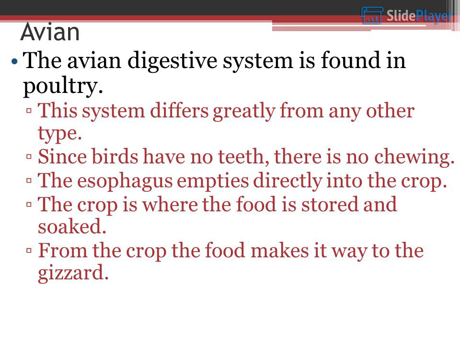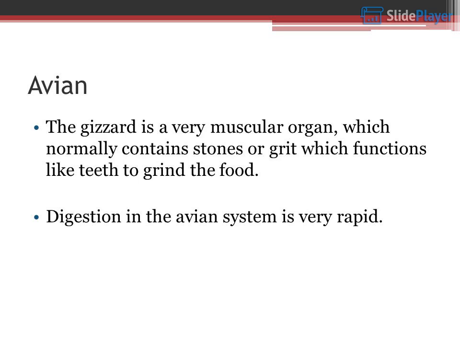Avian. The avian digestive system is found in poultry. This system differs greatly from any other type. Since birds have no teeth, there is no chewing. The esophagus empties directly into the crop. The crop is where the food is stored and soaked. From the crop the food makes its way to the gizzard. The gizzard is a very muscular organ, which normally contains stones or grit which functions like teeth to grind the food. Digestion in the avian system is very rapid.